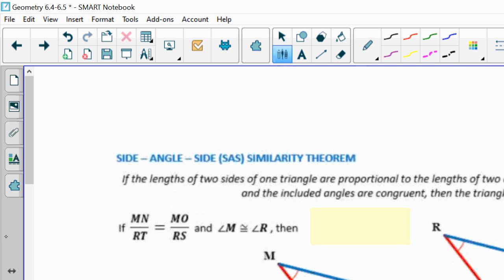All right, one last one, the side-angle-side or SAS similarity theorem. So this tells me that if the lengths of 2 sides of one triangle are proportional to the lengths of 2 corresponding sides of another triangle, and the included angles are congruent, then the triangles are similar. So again, it has to be the angle in between the 2 sides that are proportional. So here, if MN over RT is equal to MO over RS, and the angle between those 2 sides, angle M, is congruent to angle R, then I can say that triangle MNO is similar to triangle RST.